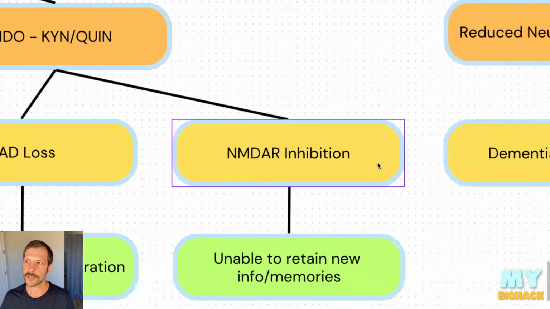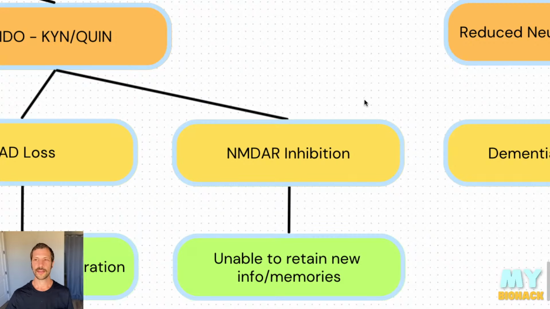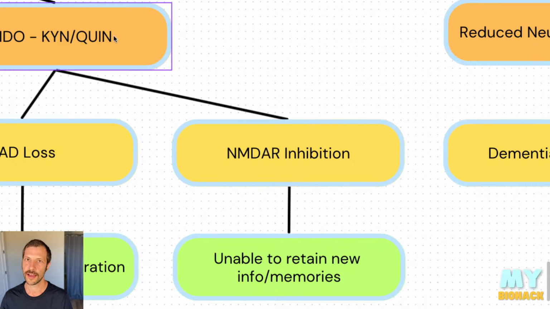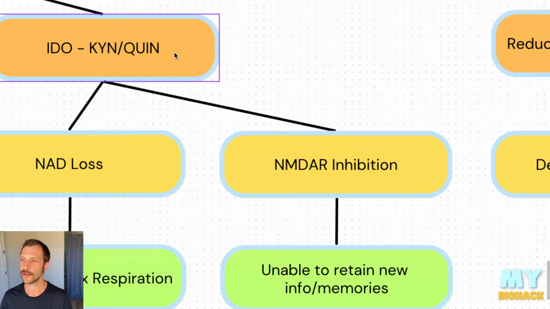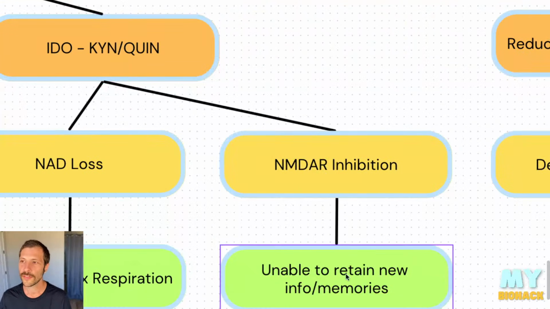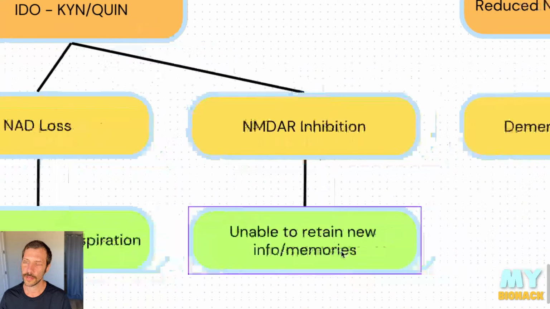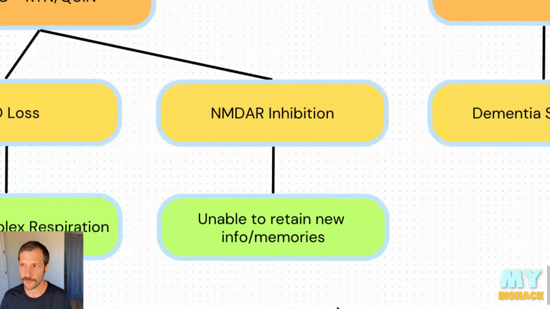N-methyl-D-aspartate receptors. NMDA receptors are receptors in your brain that respond to glutamate. Glutamate is hyper-excitatory, and you need glutamate to function and create new memories. It makes things feel alive and all that stuff. Some inhibition of NMDAR is great. It's kind of an adaptive mechanism of kynurenine, but too much of it creates the inability to retain new memories or info, and you're just kind of brain fogged.